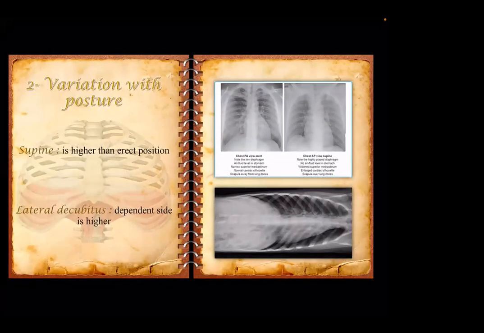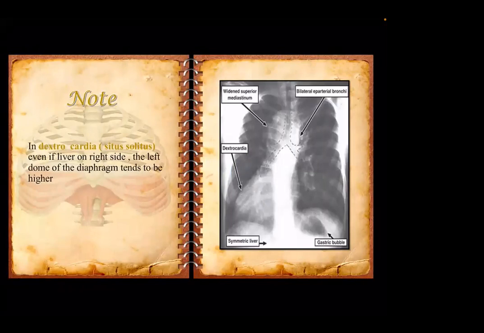In lateral decubitus, the dependent side is higher. This is very beneficial for pneumoperitoneum. Note, regarding dextrocardia, there are three: situs solitus, situs inversus, situs ambiguus. But just in situs solitus, even if the liver is on the right side, the left dome tends to be higher.